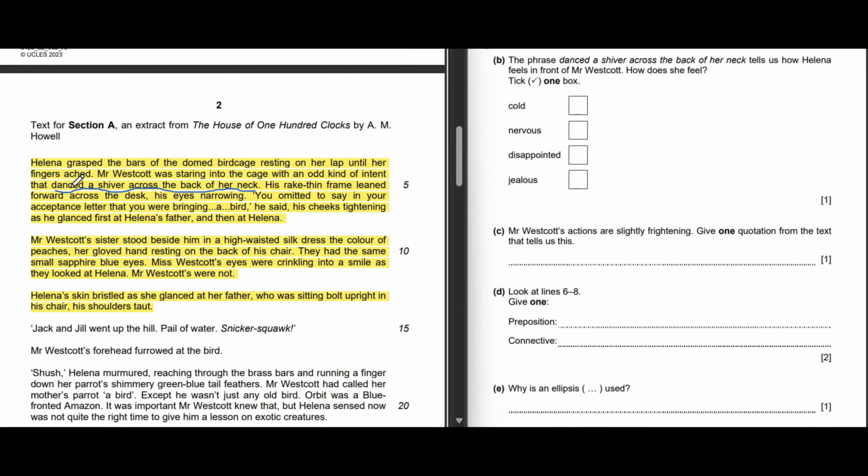Here we go. This is the sentence: danced a shiver across the back of her neck. What does it tell us? How does she feel? 10 seconds.